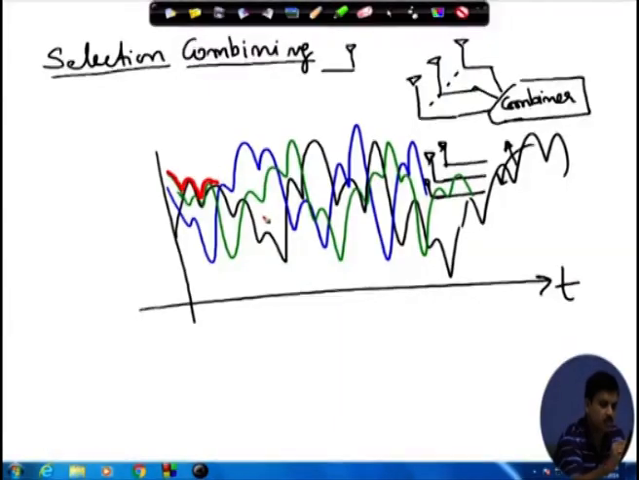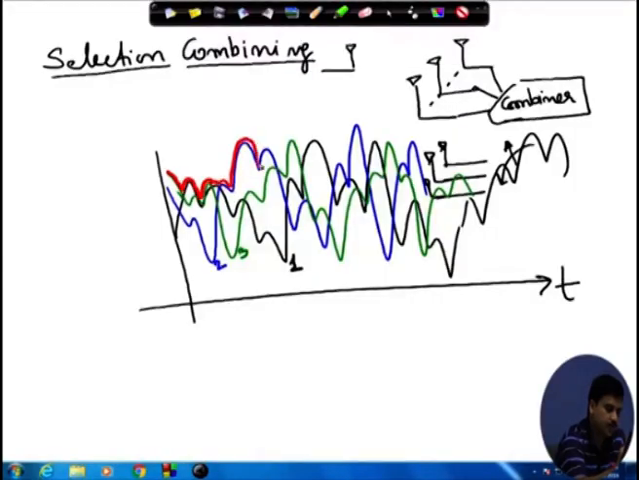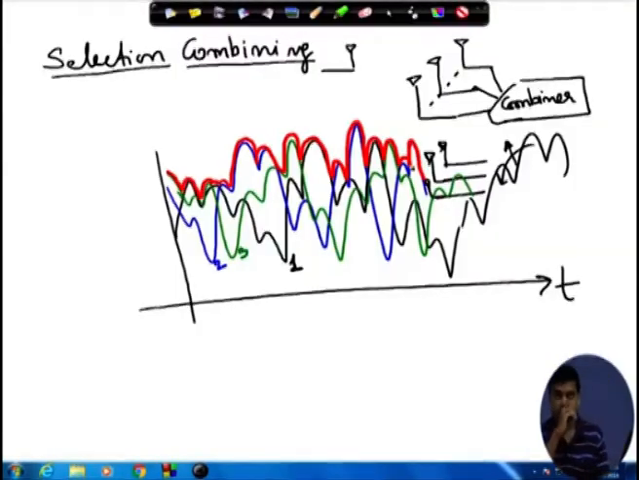So, if I take black as branch 1, the blue as branch 2 and the green as branch 3, then we can say that we are now going to branch 2, then it is branch 3, then it is branch 1 which is the highest, then it is branch 2, then again branch 1, branch 3, 2 and so on. So, when we use selection combining, this is basically what we have done before.